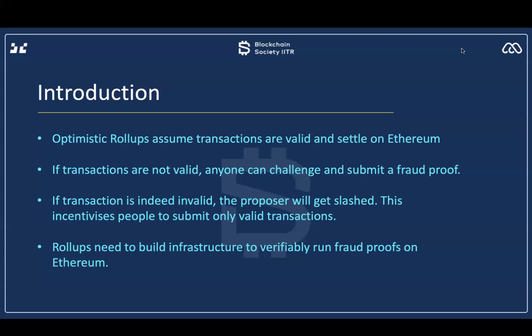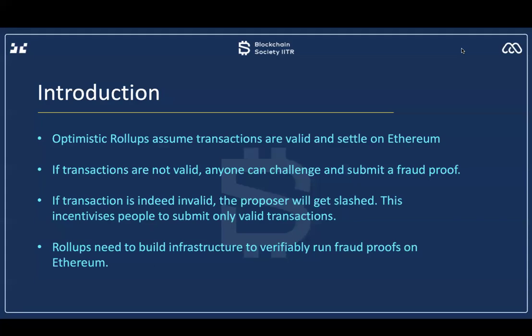What happens is that you optimistically assume that the transaction is correct. But if the transaction is not correct, then anyone who's observing the transaction can raise a challenge and submit what is called a fraud proof. We're going to learn what a fraud proof is. But if a fraud proof is successful, that means that the transaction submitted on the optimistic rollup is indeed invalid. Then whoever had proposed the transaction will get slashed.